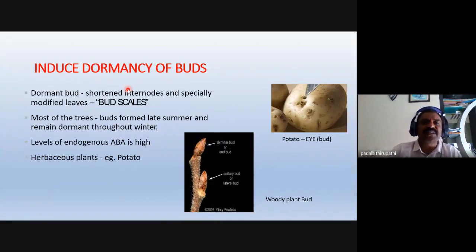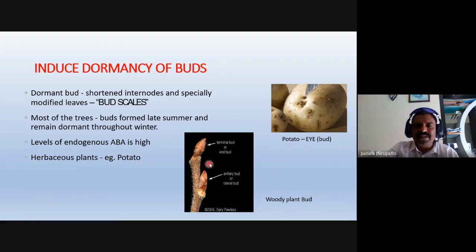The dormant buds have shortened internodes and especially modified leaves, which are the bud scales. Most of the tree buds are formed in late summer and remain dormant throughout the winter. Whenever the levels of endogenous ABA are high, then herbaceous plants, for example potato, we observe here. So this is a woody plant bud. This is a woody plant bud.